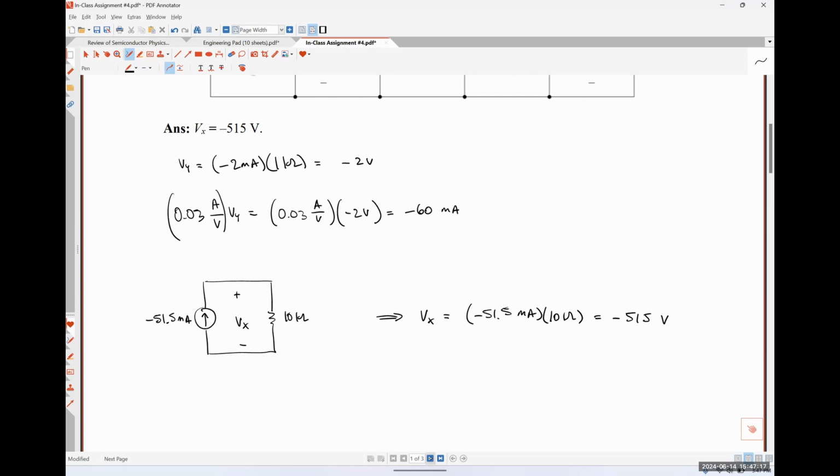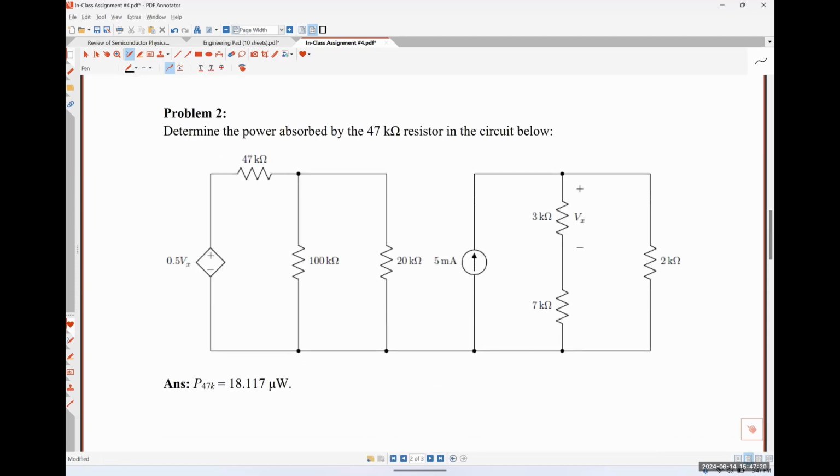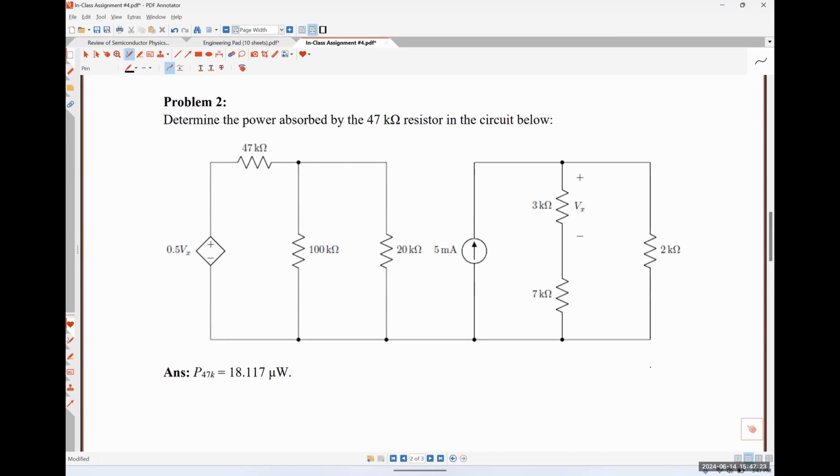All right, let's look at problem 2. So we have this large ugly circuit. Once again, we have kind of a sub-circuit on the left and a sub-circuit on the right. Over here on the right is where the voltage Vx is defined, and that voltage is going to wind up getting plugged into what we have over here on the left. So it looks like we need to solve for what's going on the right-hand side of the circuit first, which means we need to solve for the voltage Vx. So does anyone have any thoughts?